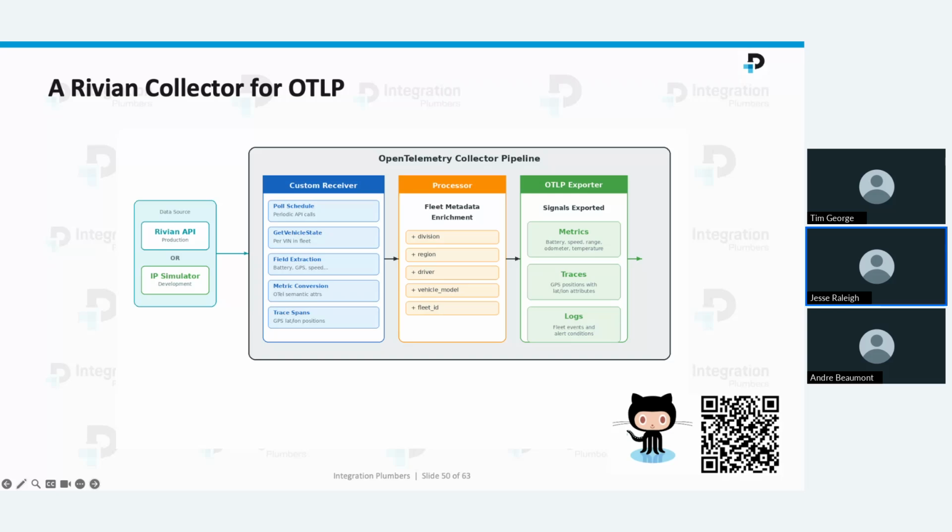giving you both real-time position data and historical route tracking. A processor enriches every single fleet signal with fleet metadata: division, region, driver assignment, and so forth. And the exporter sends it all via OTLP to the observability platform of your choice. The simulator lets you build and test this entire pipeline on your laptop before it ever touches a production vehicle or even your data center.